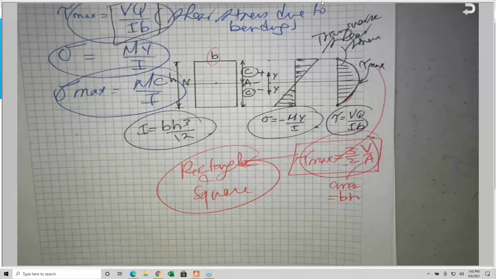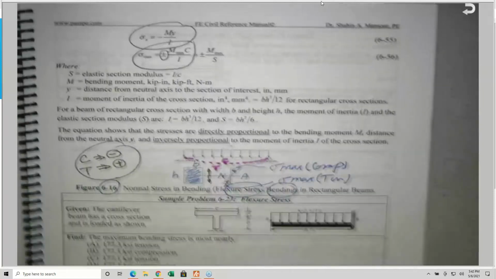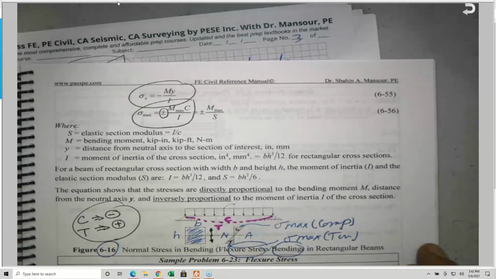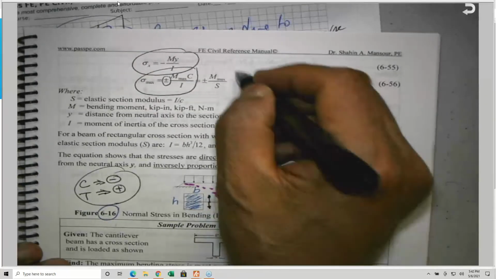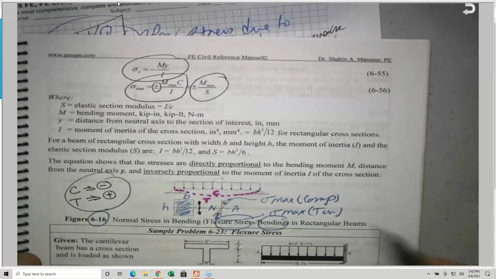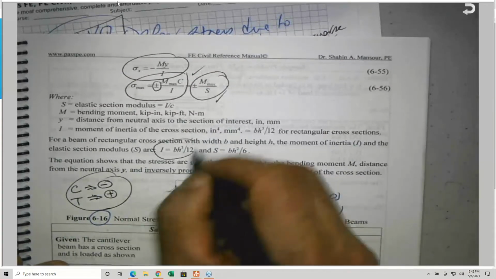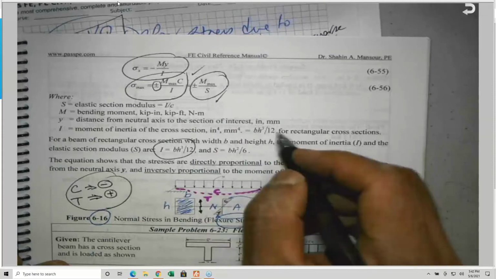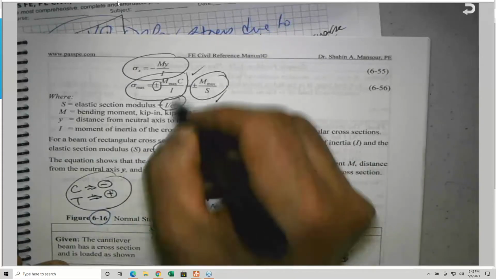I believe I did it here for you guys. Nobody will ask you to derive equations, but sometimes I include this in order to make sure that you really understand the subject. All these equations, M over S, I follow exactly the NCEES handbook. I is equal to BH cubed divided by 12, and S is equal to I over C. Here it is.